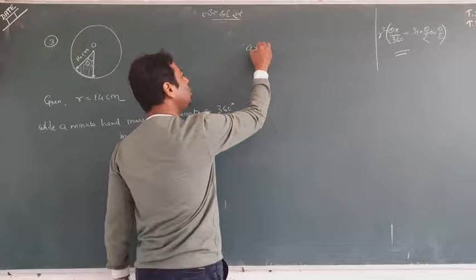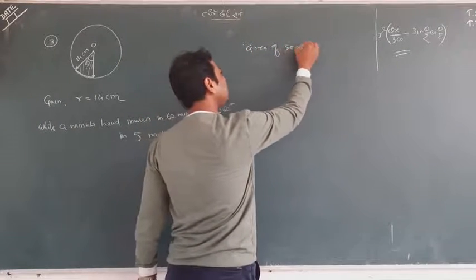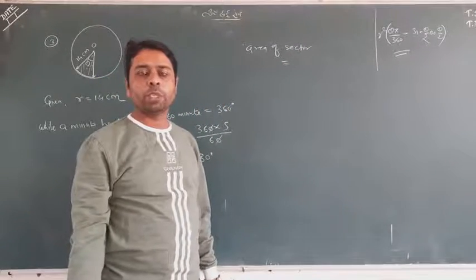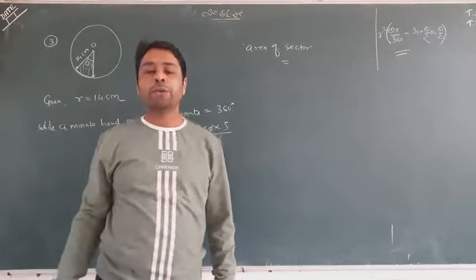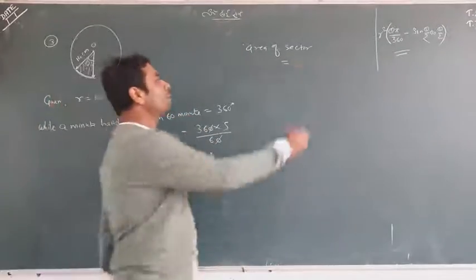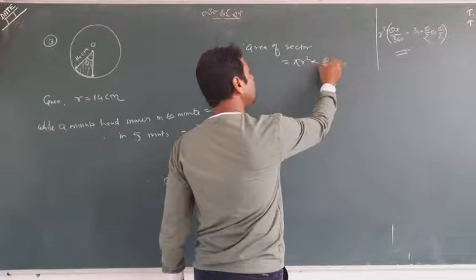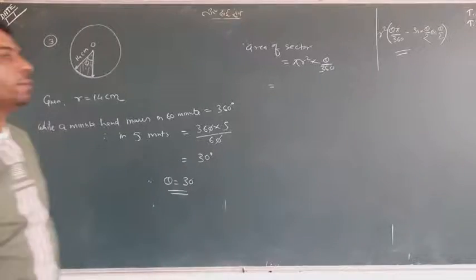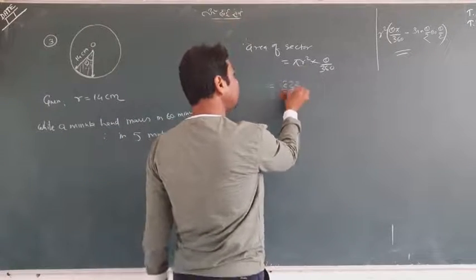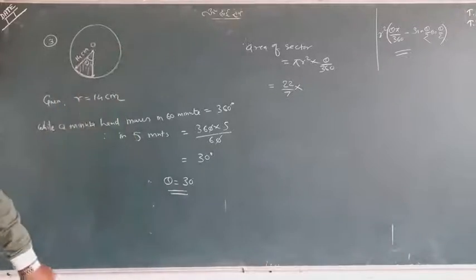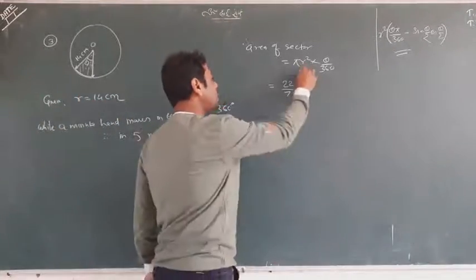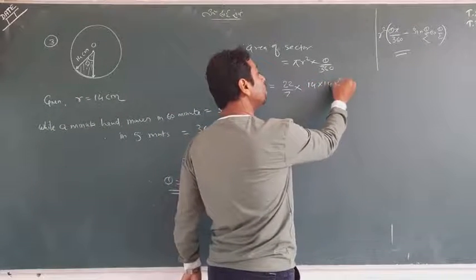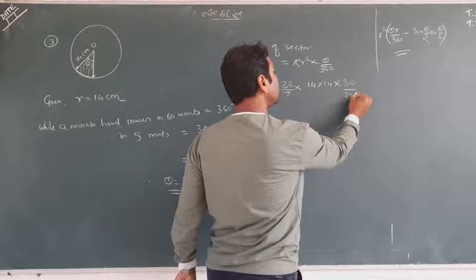Now we just want to find the area of the sector, meaning the swept area by the minute hand in 5 minutes, meaning at 30 degrees. So we'll write only pi r square into theta upon 360, and we can go with this. We are not given the value of pi, so we'll put 22 by 7. Here r square equals 14 square, meaning 14 into 14. And this is 30 upon 360.